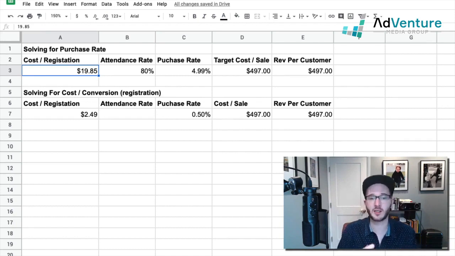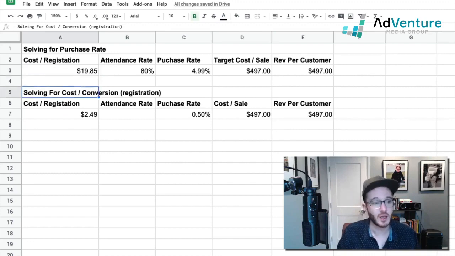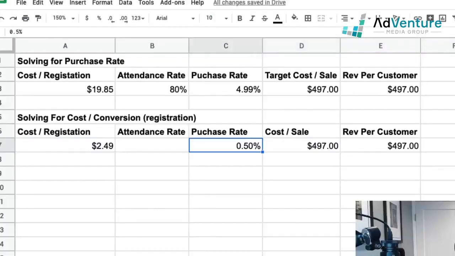So in most cases, if you're off, you have to do both things together, and that's typically how you're going to find the best results. But down here, I know now that if I'm going to maintain a 0.5% purchase rate to break even, I have to get these registrations down to $2.50.